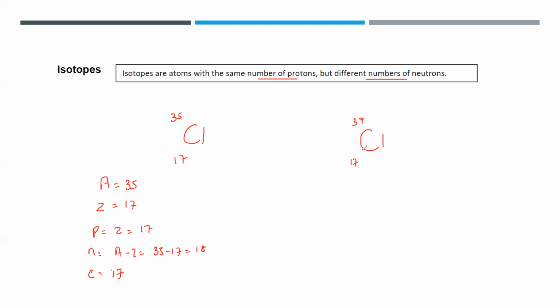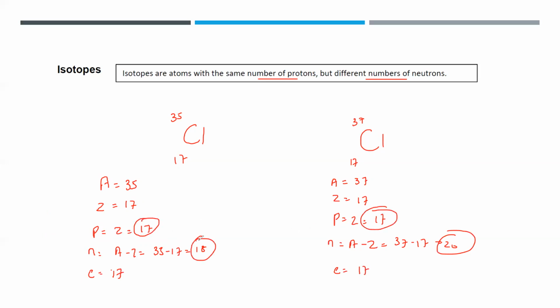When we check the other atom, which is 37 and 17, A is equal to 37, Z is equal to 17. To get the number of protons, that is given by Z, 17. To get the number of neutrons, it is A minus Z, so it will be 37 minus 17, which is equal to 20. And the number of electrons, because it is a neutral atom, is 17. So when you check, the two atoms have the same number of protons, 17, but they have different numbers of neutrons. So we call them isotopes. Atoms with the same number of protons and different numbers of neutrons are referred to as isotopes.